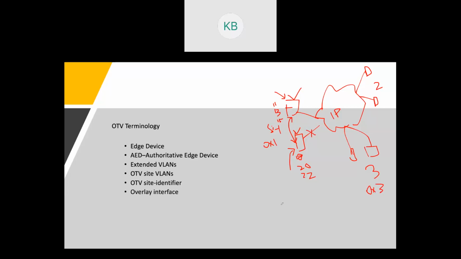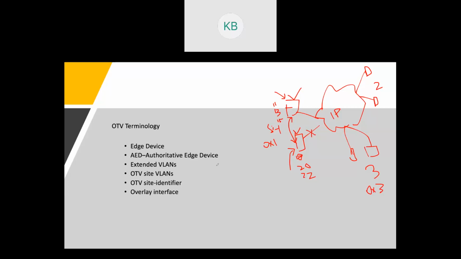Next is overlay interface. One more thing I forgot to mention. For the OTV site identifier, if you have two edge nodes in the same site, these two edge nodes must agree, they must have the same site identifier. Because if the OTV site identifiers on the two edge nodes are different, they won't form the bridging, they won't form the tunnel. And if they are the same, then they are going to form the tunnel. So you have to be careful on that part.